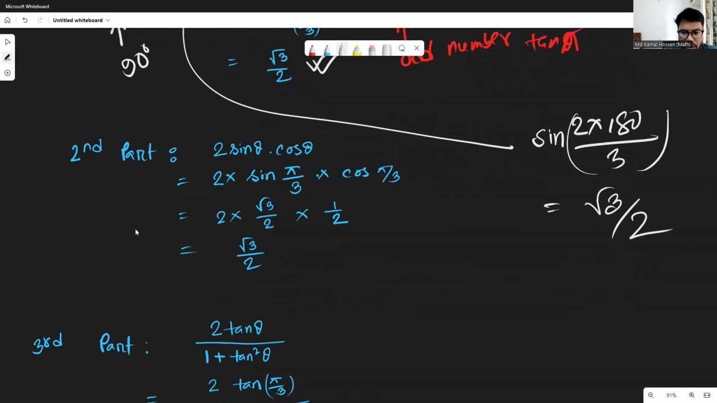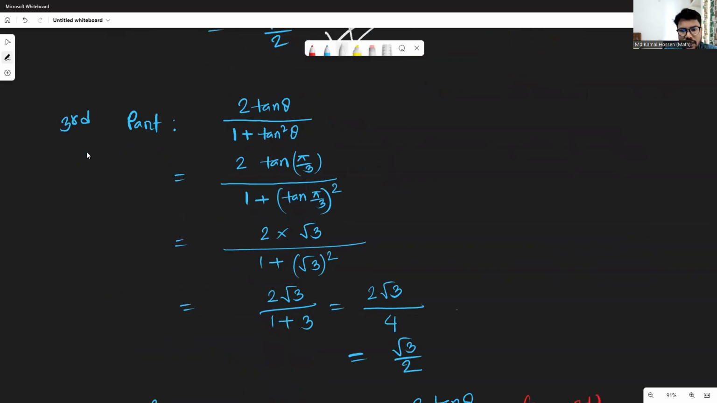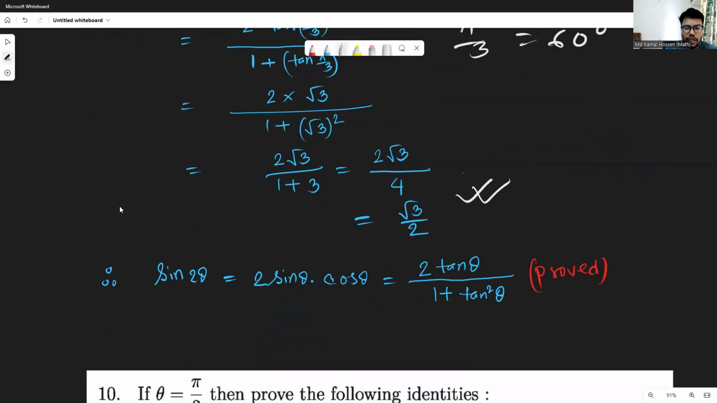Now in the same way, do the second part: 2 multiplied by sine theta multiplied by cos theta. Just put their value by using a calculator. You will get the same answer. In the same way, copy the third part and put the value successively. Pi by 3 means 60 degrees, so put the value of sine 60 degrees, and this is sine 60 degrees whole square. After doing the calculation, you will get root over 3 by 2. So finally, we can say the value of the first part, second part, and third part are all the same. This is our requirement done.